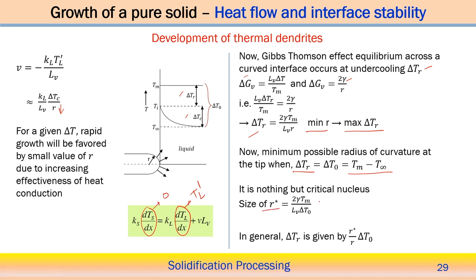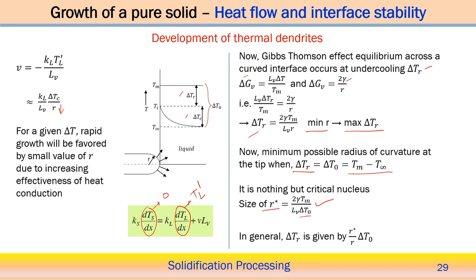So the critical nucleus size R star is equal to twice gamma Tm by Lv delta T0. This we have already calculated. We have seen that in that case it is the homogeneous nucleation process. This is the critical size of the nucleus, and it depends on the delta T.